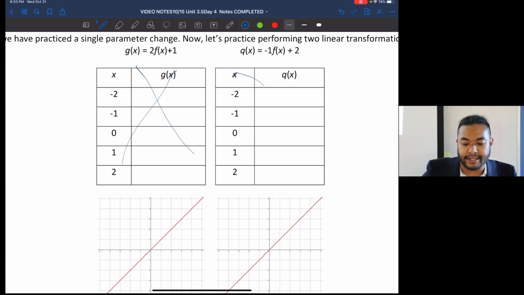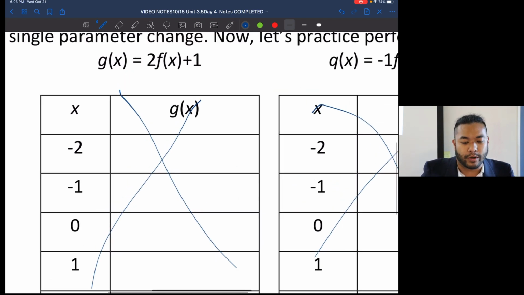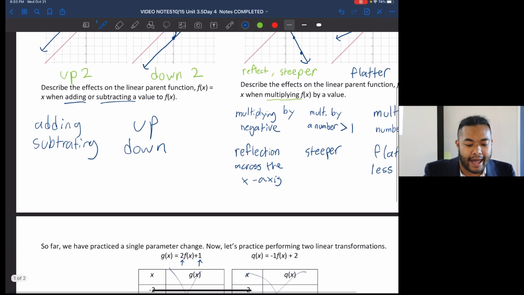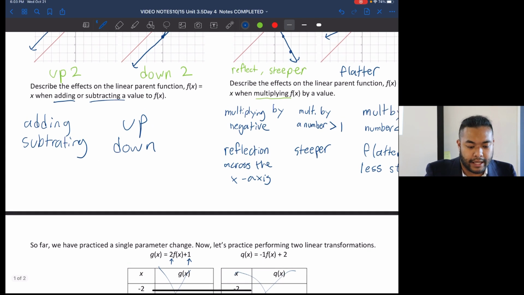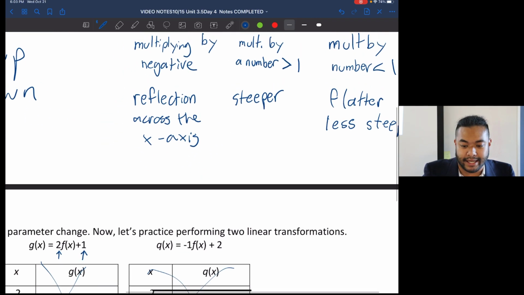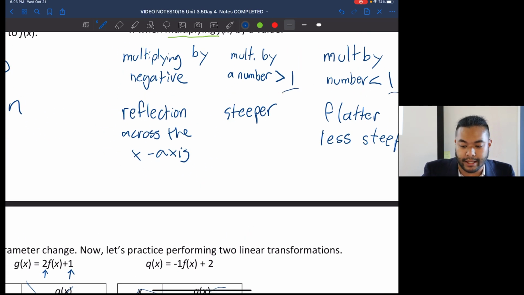I'm not going to fill out these tables because that's a little bit of a waste of time if we understand what these numbers do. So like I said, two transformations are happening here. Multiplying by a number, and adding a number. So let's take a look. If I add a number, that's moving us up. And if I multiply by a number, well, let's see, is that number greater than 1 or is it less than 1?